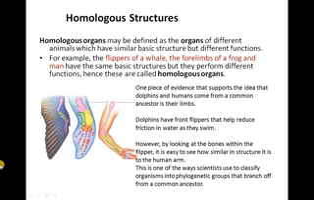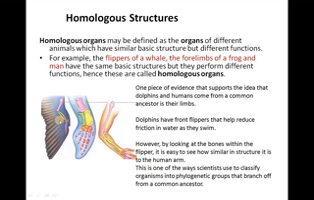One piece of evidence that supports the idea that dolphin and human come from a common ancestor is their limbs. Dolphins have front flippers that help to reduce the friction in water as they swim. However, by looking at the bones within the flipper, it is easy to see how similar in structure it is to the human arm. This is one of the ways scientists classify organisms into phylogenetic groups that branch off from the common ancestor.